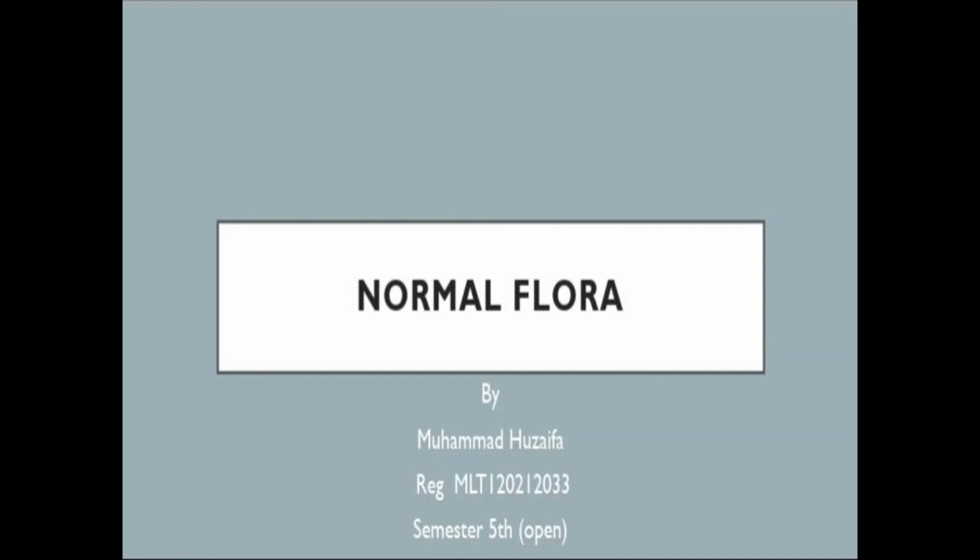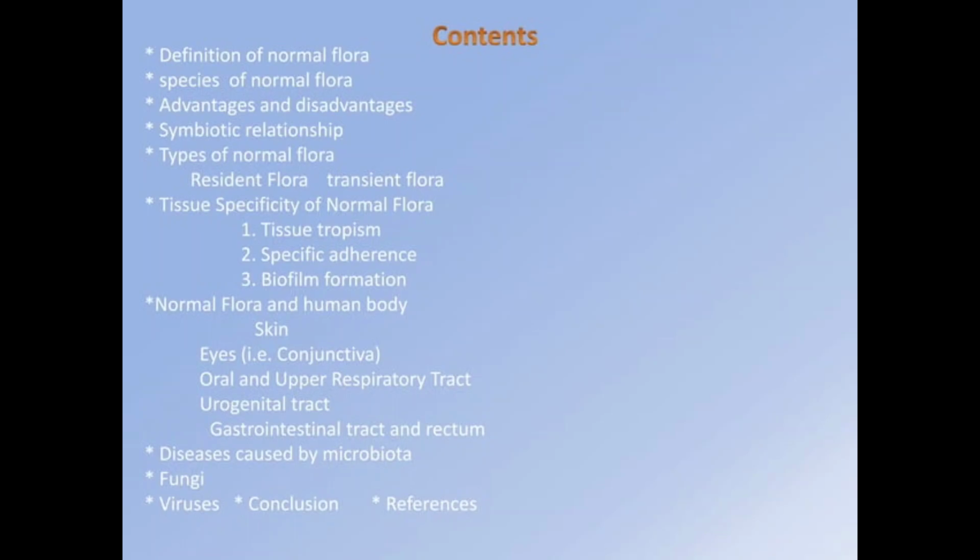Today I will present normal flora. In the content we will discuss the definition of normal flora, species of normal flora, advantages and disadvantages, symbiotic relationship, types of normal flora, resident flora, transient flora, tissue specificity of normal flora, tissue tropism, specific adherence, biofilm formation, normal flora and the human body scan, eye, oral and upper respiratory tract, gastrointestinal tract and rectum, disease caused by microbiota, fungi, viruses, conclusion and reference. Inshallah, we will discuss all these things.